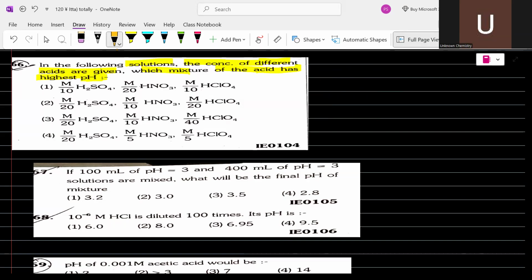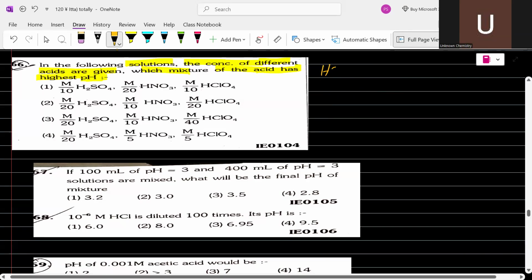So here let's talk about the first one. We have M by 10 H2SO4. How will this H2SO4 break? It will break into 2H plus and SO4 dinegative. If it is 1 by 10, it will be 2 by 10, and 2 by 10 means 1 by 5, which is 0.2 molar. So here the concentration of H plus ion is 0.2 molar, right?